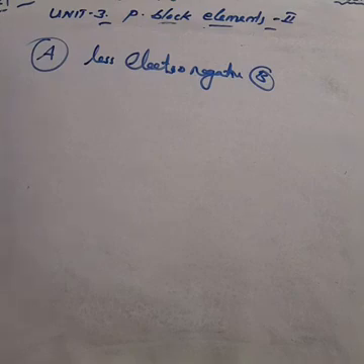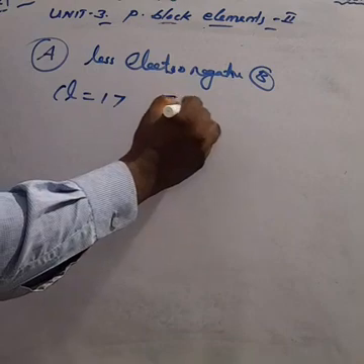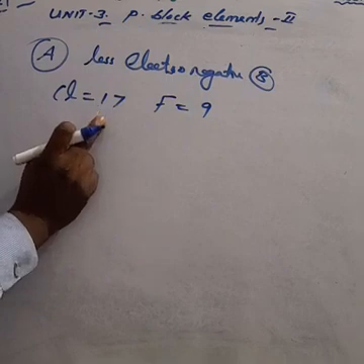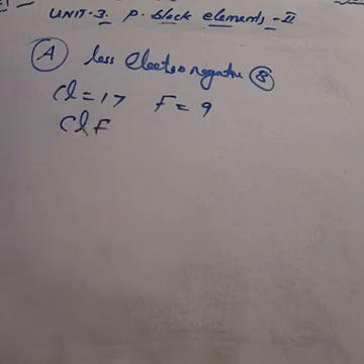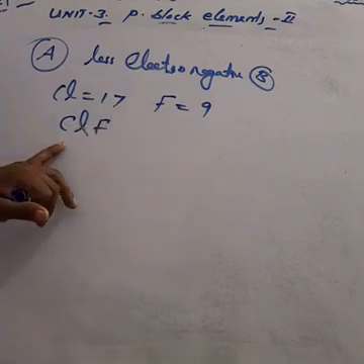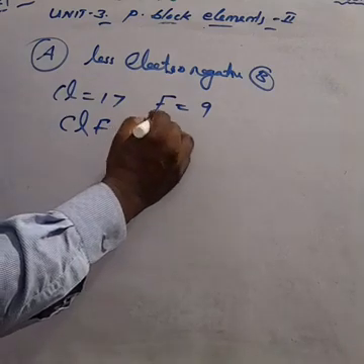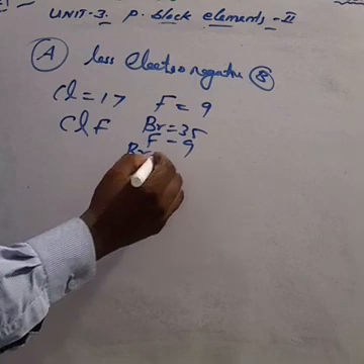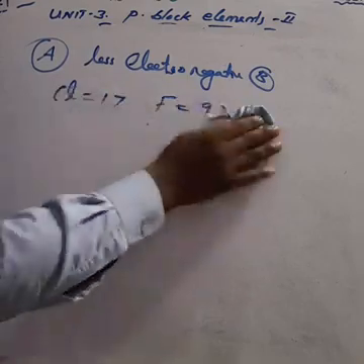For example, just as an example: what is the atomic number of chlorine? 17. What is the atomic number of fluorine? 9. Comparing them, which has the higher atomic number? Chlorine. So you write chlorine first, Cl, next F. Comparing bromine and fluorine: bromine has atomic number 35, fluorine 9. Which do you write first? Bromine. BrF. In such a way you have to learn and practice.